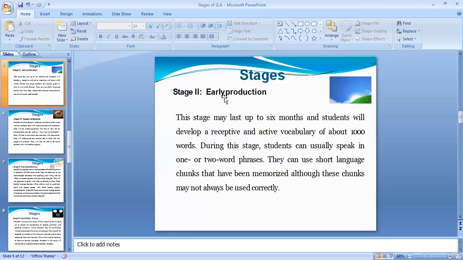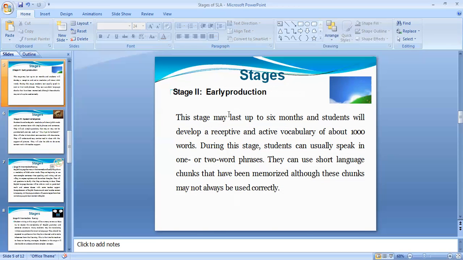And then the early production stage. These early production stages can last an additional 6 months. That means already in our pre-production stage, we passed 6 months. And with the 6 months in early production stage, we are just adding an additional 6 months.